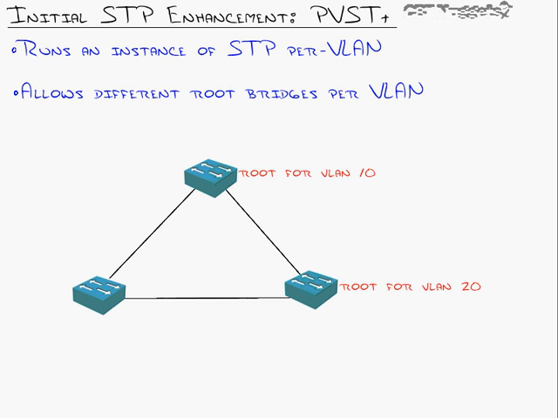That's Per VLAN Spanning Tree Plus. That's Cisco's little enhancement to it. Per VLAN Spanning Tree by default, when they first created it, was only supported on Cisco switches. Now it's become essentially an industry standard that anybody can do. But what Cisco's initial enhancement did to Spanning Tree is allow you to run an instance of Spanning Tree per VLAN. As if spanning tree wasn't confusing enough already, there's going to be many instances of spanning tree running.